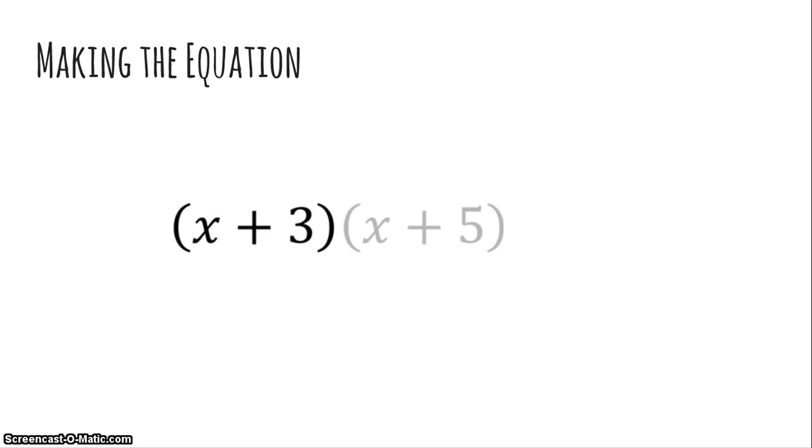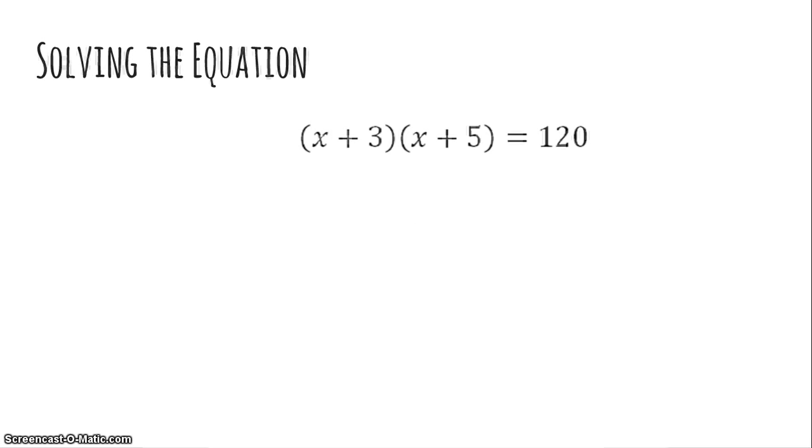Since we know the area of a rectangle such as this office is found by multiplying the length and the width, we multiply the length of the office by the width of the office. The problem tells us that the area of the new office is 120 square feet. And there you have it. We have an equation for us to solve.